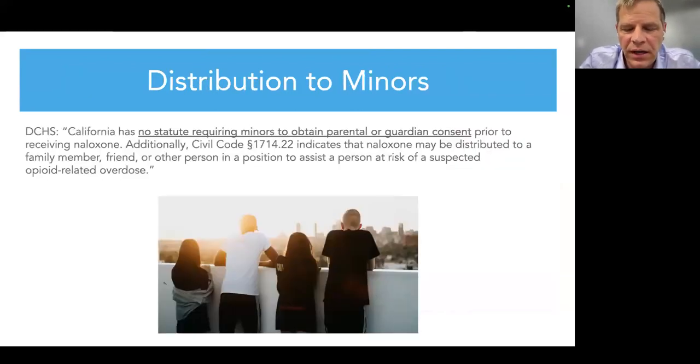This is an issue that comes up a lot, a common question around distribution to minors. The latest version of the DHCS guidance is that California has no statute requiring minors to obtain parental or guardian consent prior to receiving naloxone. Additionally, Civil Code 1714.22 indicates that naloxone may be distributed to family members, friends, or other persons in a position to assist a person at risk of suspected opioid-related overdose. So you have the state's support in giving minors 12 and up naloxone without parental or guardian consent. That has been clarified, and that's the current guidance.